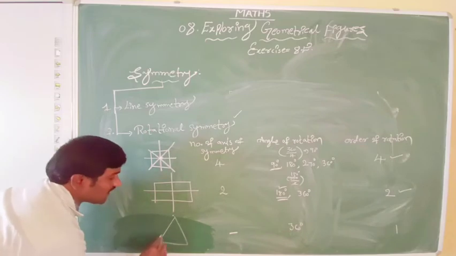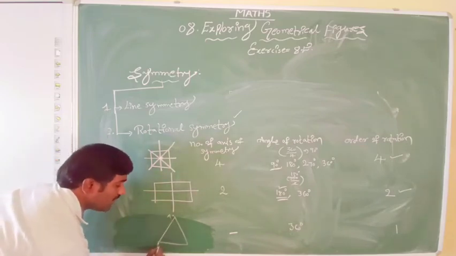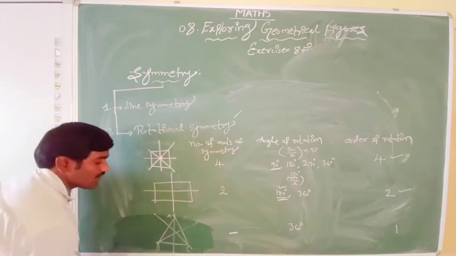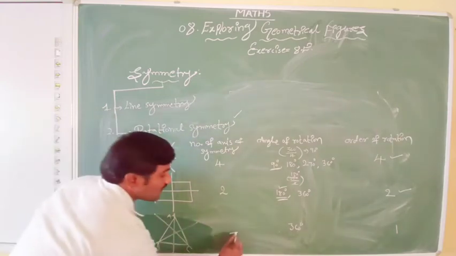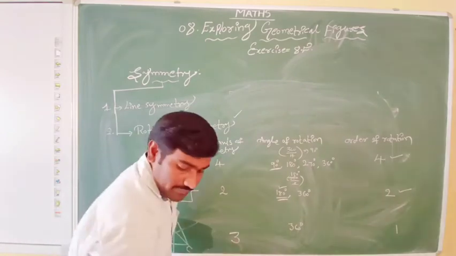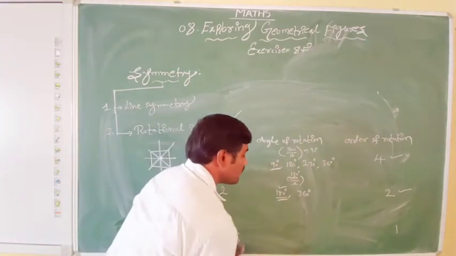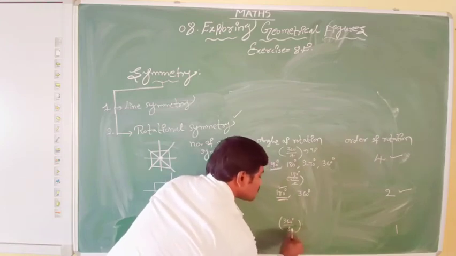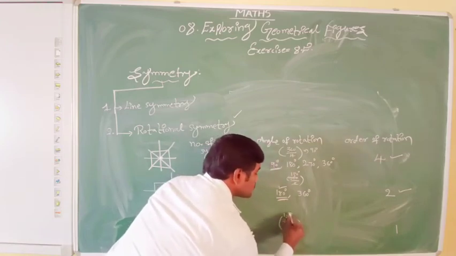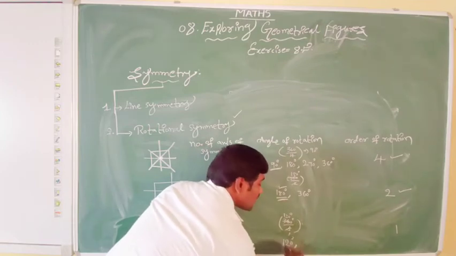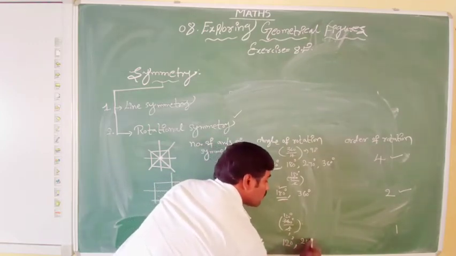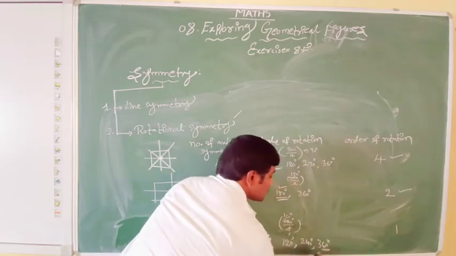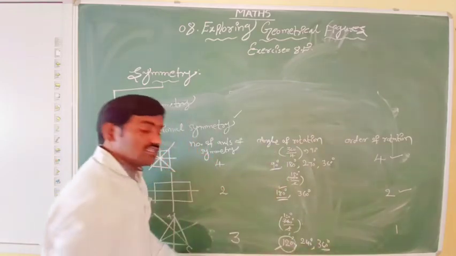where all these 3 sides A, B, C are equal, it is an equilateral triangle. Suppose it has 3 axes of symmetry. If it has 3 axes of symmetry, we have to divide 360 degrees by 3. So the angle of rotation is 120 degrees. That means at 120 degrees it looks the same. At 240 degrees it looks the same. At 360 degrees, the angle of rotation is 120 degrees.